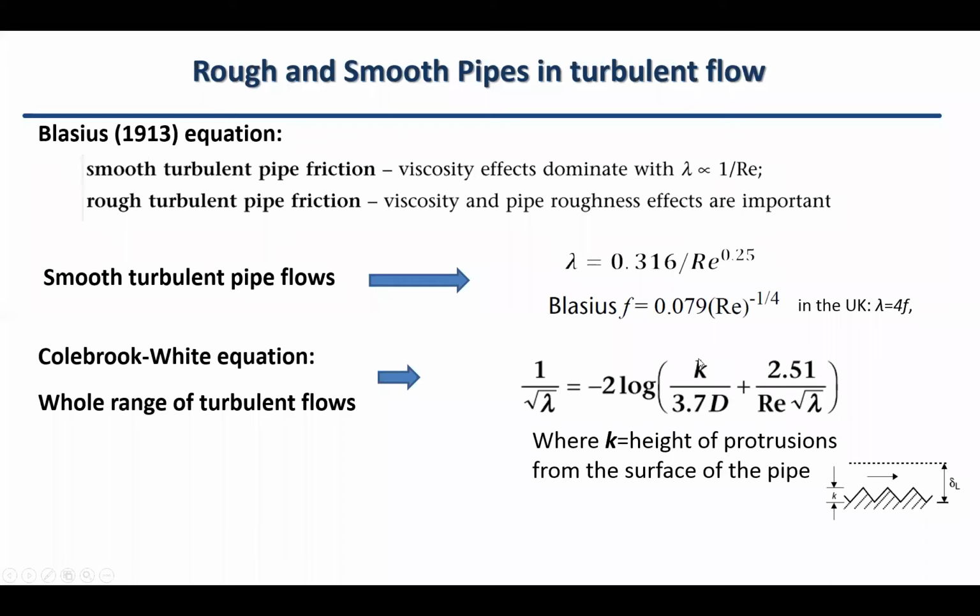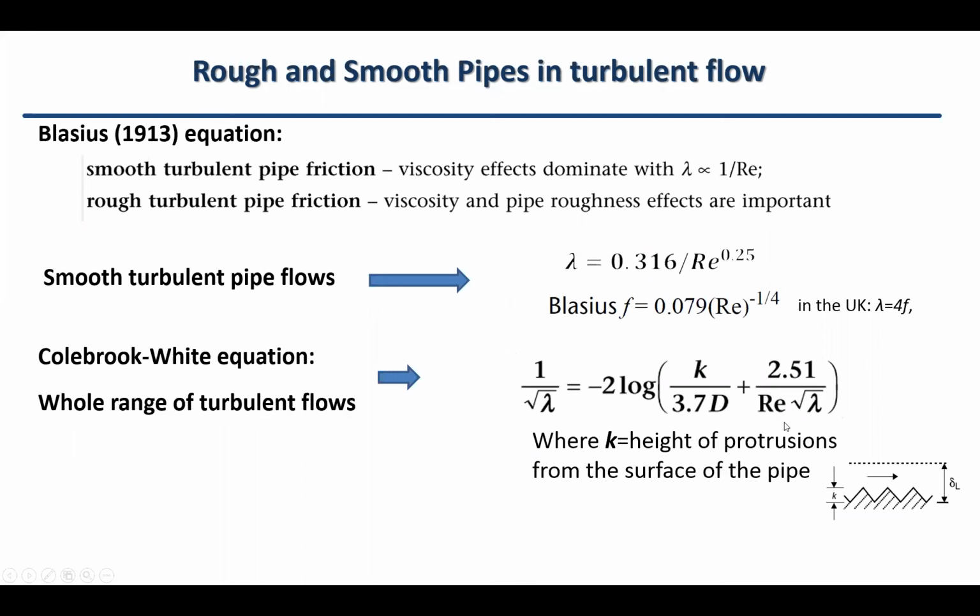Relative roughness, because k is the physical roughness, or the height of the protrusion. You can see here, if the roughness in the pipe looks like this one, and the average protrusion sticking out is k, you can call it the physical roughness. Physical roughness divided by D, we can call the relative roughness, and D is the diameter of the pipeline. Okay, so k over 3.7 times D plus 2.51 divided by Reynolds times square root lambda.